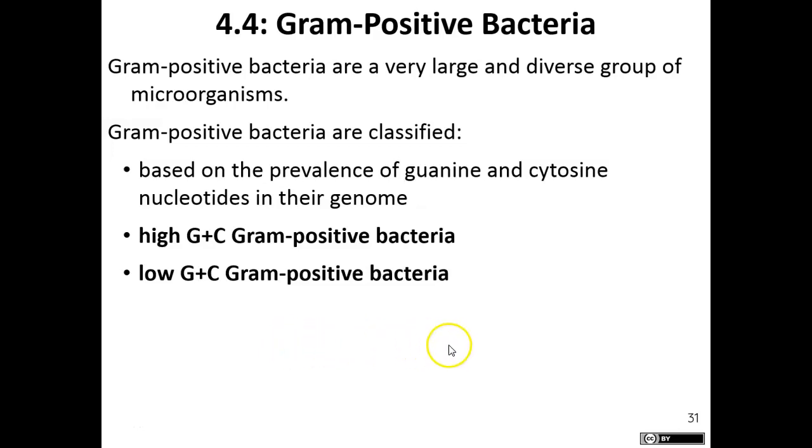Hey everyone, welcome to, I think, our last lecture for chapter 4. So now we're going to be talking about gram-positive bacteria. Gram-positive bacteria are also a large, diverse group. We classify them based on the amount of guanine and cytosine nucleotides in their genome. So if they have more than 50% guanine and cytosine, then they're called high G+C gram-positive bacteria. If they have less than 50%, they're called low G+C gram-positive bacteria. So based on guanine and cytosine.